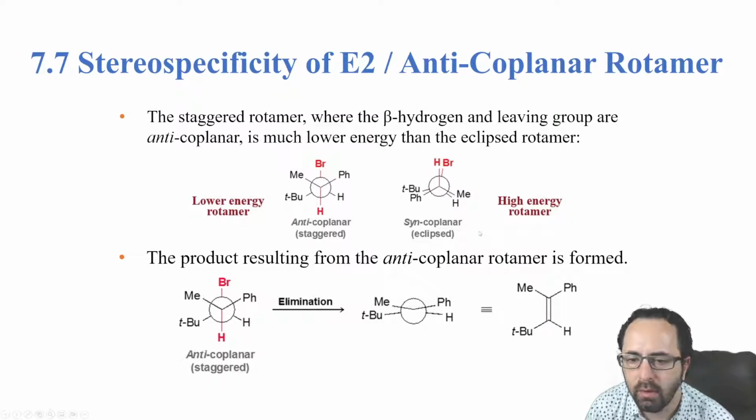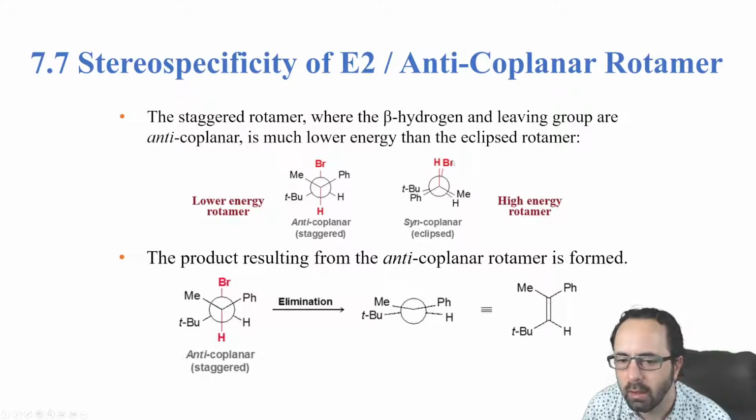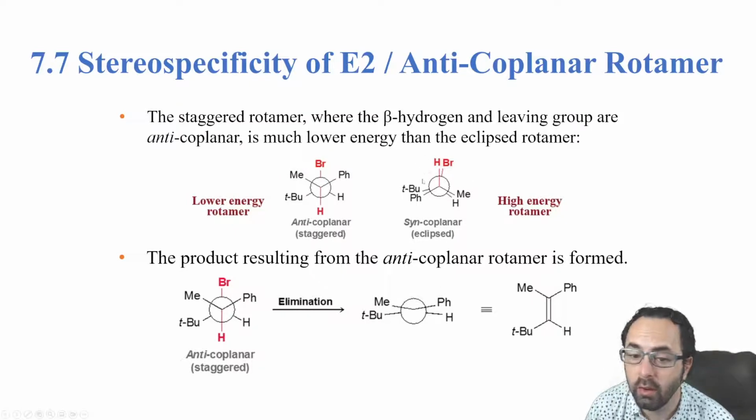So the result is that we're not going to see a lot of reactions happening from the syn-coplanar situation, because very few of the molecules are in the form of that rotamer. Most of them at any given time are going to be in a lower energy form. And so, practically speaking, the only product that's going to be made is the one that is in the anti-coplanar type of arrangement.